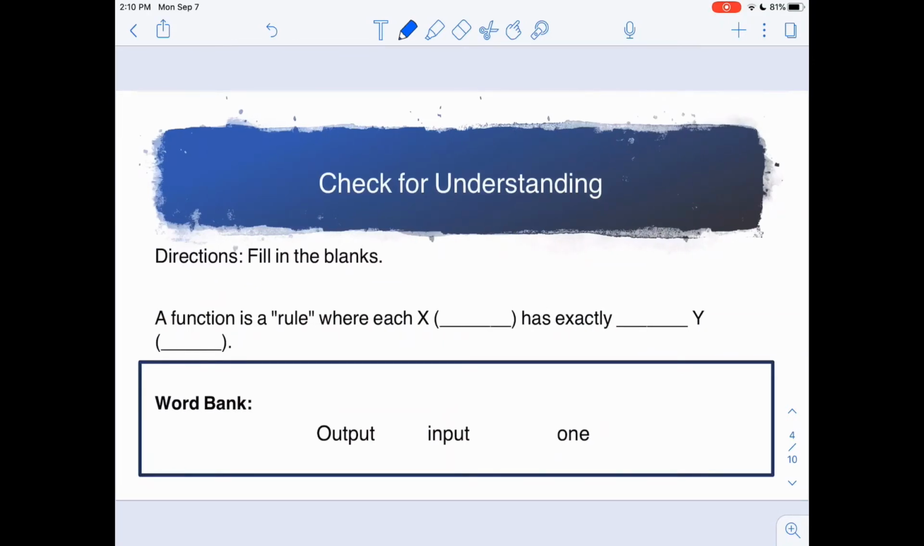So now you try. Fill in the blanks using the word bank to see if you remember the definition of a function. You should have filled it out as: a function is a rule where each x, or input, has exactly one y, also known as an output.